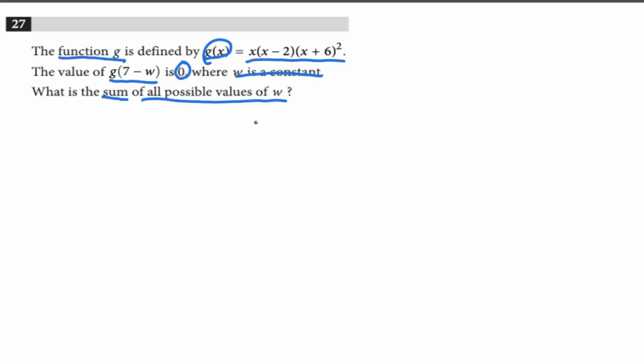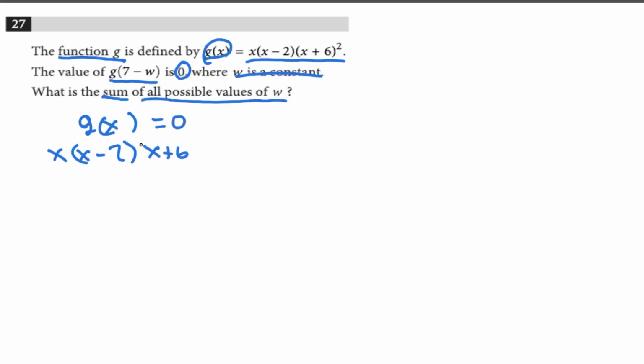So that's a lot of info, so let's break this down. This might be overwhelming, but I promise you it's not too bad. So we're given g of x, and we're given that g of (7 minus w) is 0. So what I would do is find where g of x equals 0. We're going to take g of x and set it equal to 0, and that way we can find 7 minus w in a second.